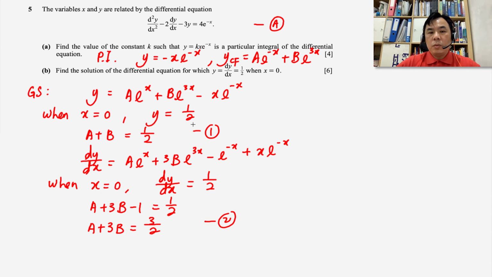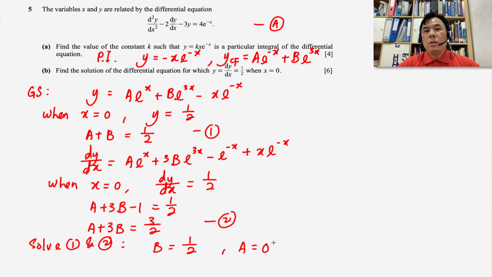And then by solving both of these, equations 1 and 2, we will be able to obtain the first value quite easily. I would say B is equal to, if you add this up, it's 2, 4, so 1 over 2. So B is equal to 1 over 2. Because B is equal to 1 over 2, therefore A must be equal to 0.